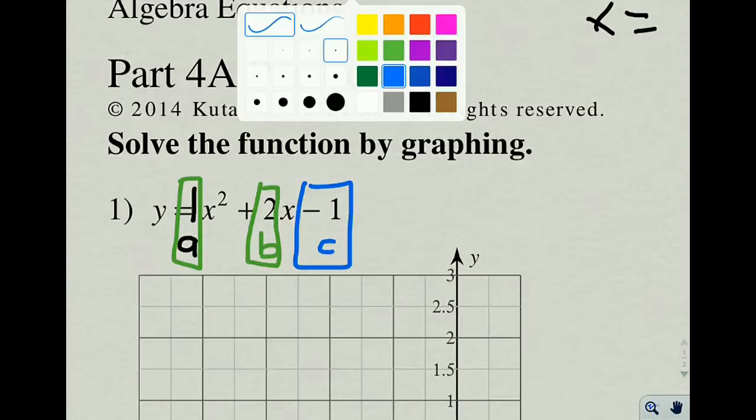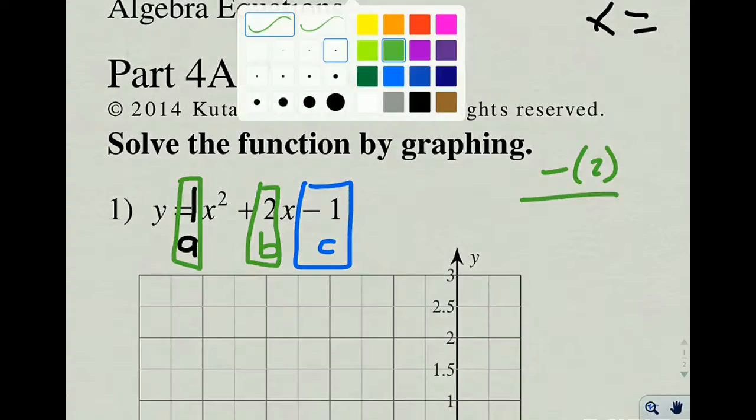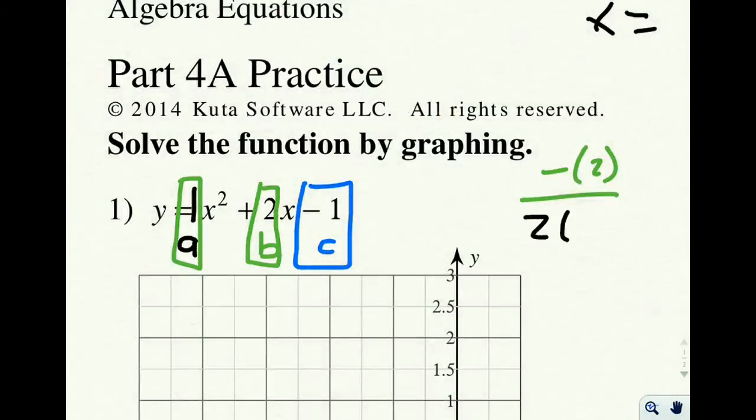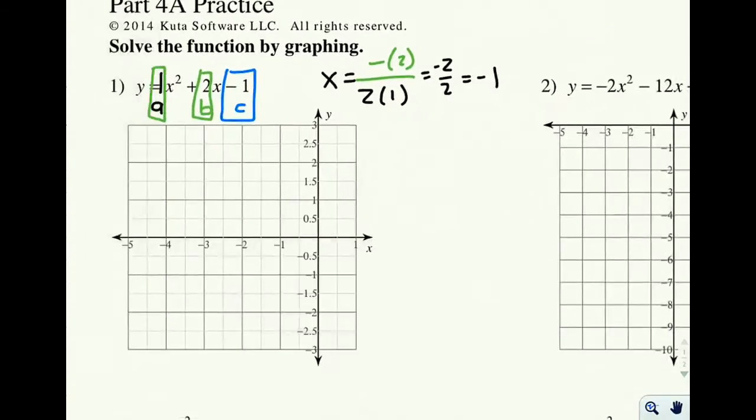Now, negative b over 2a: we're going to take that 2, make it negative, so negative 2 over 2 times our a value, which is 1. And that's what x is going to equal. So we plug that in, and we have negative 2 over 2, which is negative 1. So x is equal to negative 1, which means that if I were to fold my graph in half, it would fold in half somewhere along this line. You don't have to draw that dashed line, but I know the vertex is going to fall somewhere on that line. To get my y value, I have to plug negative 1 back into this function.